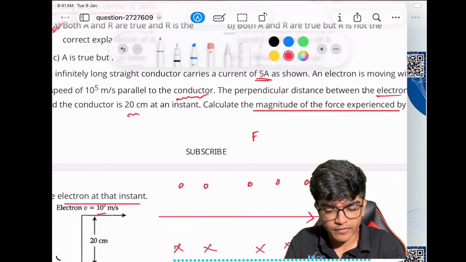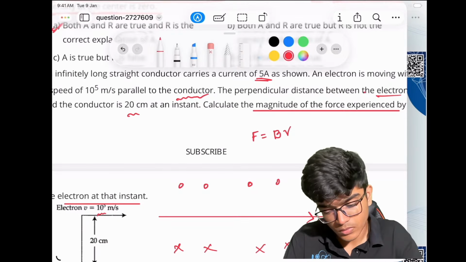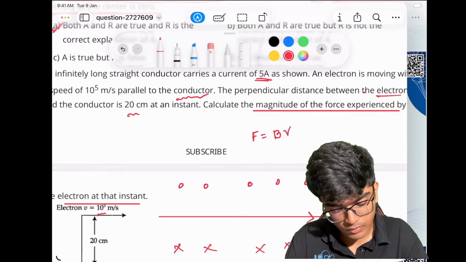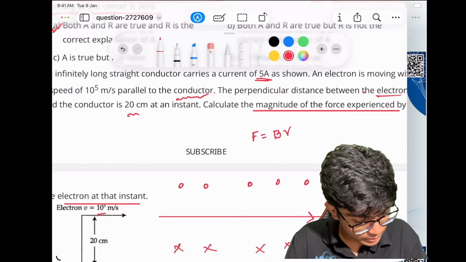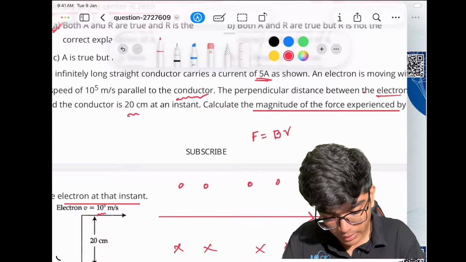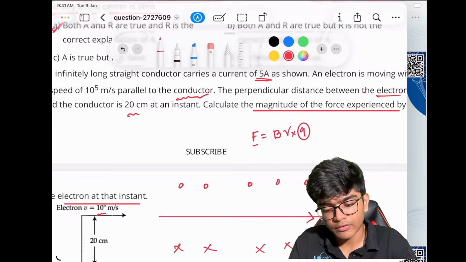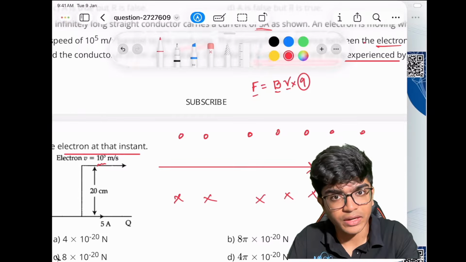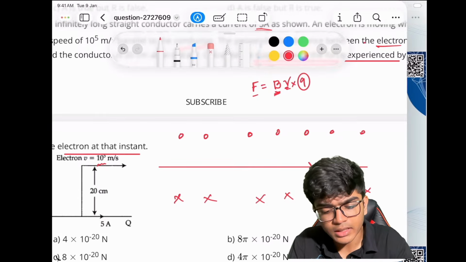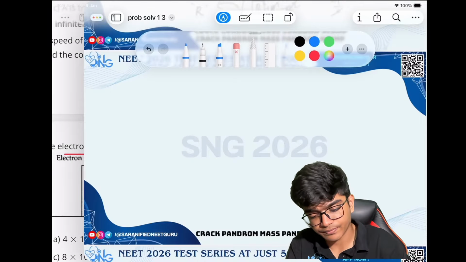What is the force? F is equal to B V into Q. The force on an electron in a field is nothing but BV into Q, where Q is the charge. Okay. Since this conductor carries current, there will be a magnetic field, and you have to consider that magnetic field here. V is the velocity of the electron, and Q is the charge of the electron. Fine. Okay, we can find it.